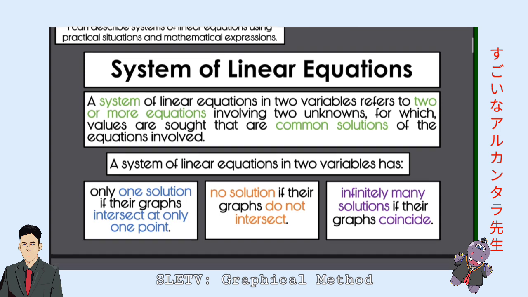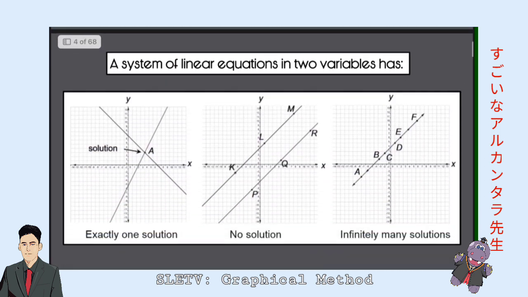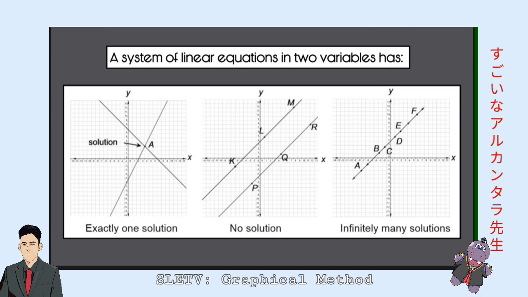To visualize this, we can showcase the concept of the graphical method. If it has exactly one solution, that means your two lines or your two equations, when graphed, are intersecting. If it has no solution, when the equations are graphed, you will have parallel lines, two lines that are parallel. And if you have infinitely many solutions, that's what we call coinciding lines.